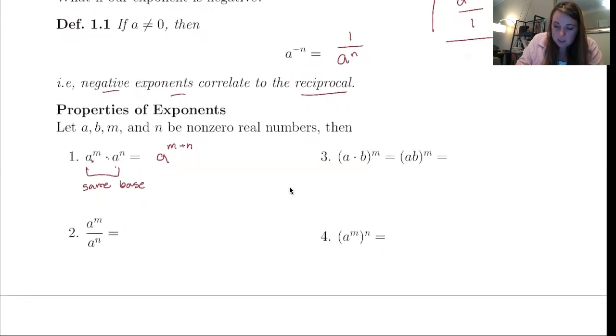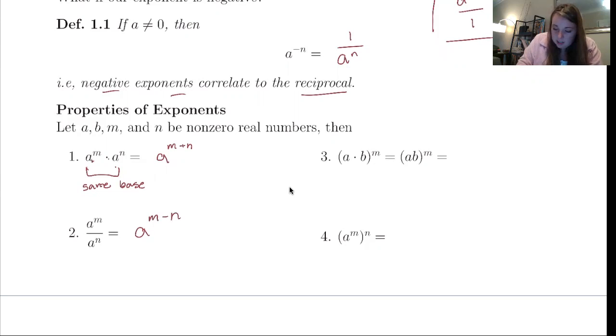Property number 2 is division. So a to the m divided by a to the n. Again, same bases, but now I'm doing division. So if I multiply and the exponents add together, then when dividing I should subtract them. Good job. I hope you said subtraction.